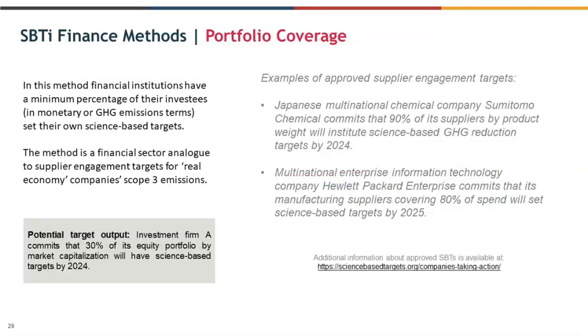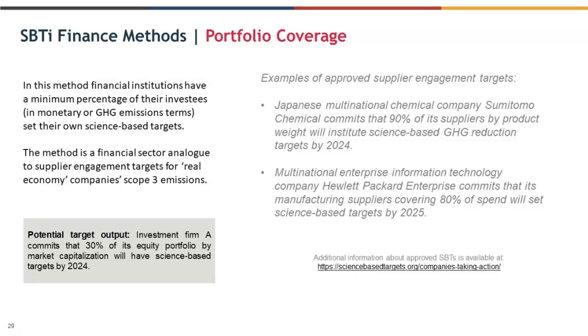So I now want to shift to the first of our two engagement approaches, and this is our science-based targets portfolio coverage method. And essentially, this method is where the financial institutions cover a minimum percentage of their investees. These are the companies that they're investing in with their own science-based targets. It's a financial sector analog to what we already have existing in the corporate space for supplier engagement targets, where corporates will commit to engage a number of their suppliers to set SBTs, whereas in this case, we're asking financial institutions to commit to engage their investees to set their own science-based targets.